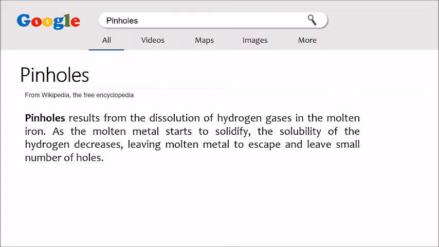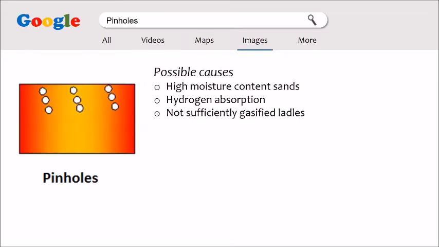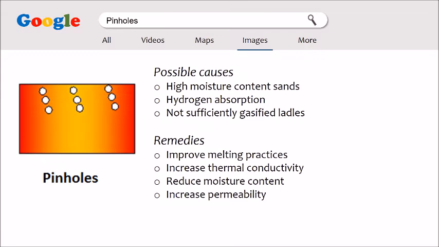Next, we have pinholes. It is a result from the dissolution of hydrogen gases in the molten iron. As the molten metal starts to solidify, the solubility of the hydrogen decreases, leaving molten metal to escape and leave a small number of holes. And for the possible causes, we have high moisture content sands, hydrogen absorption, and not sufficiently gasified ladles. For the remedies, we could improve melting practices, increase thermal conductivity, reduce moisture content, and increase permeability.